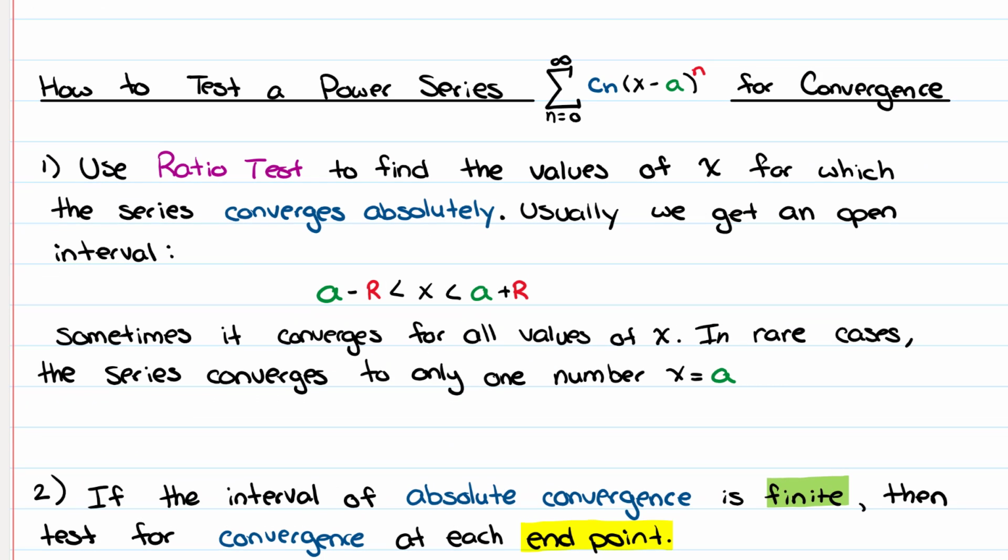So the first thing we're going to talk about is how to test a power series of the form c sub n times (x minus a) to the n. And what that means is c sub n is like 1 over n or n over n plus 1 or something like that, times (x minus a) to the n, where a is a number and n is also a number. Step 1 is we use the ratio test to find the values of x for which the series converges absolutely. We usually get an open interval, a minus r is less than x is less than a plus r.